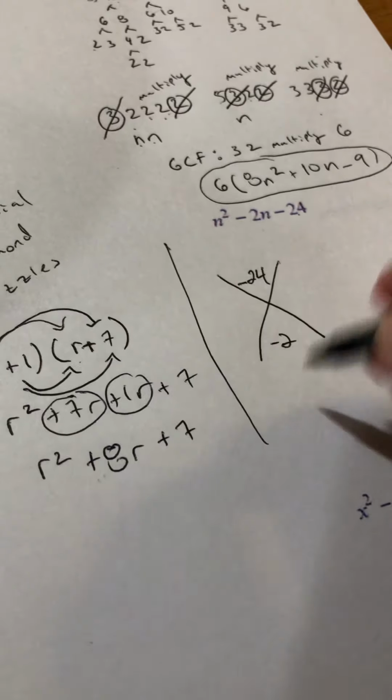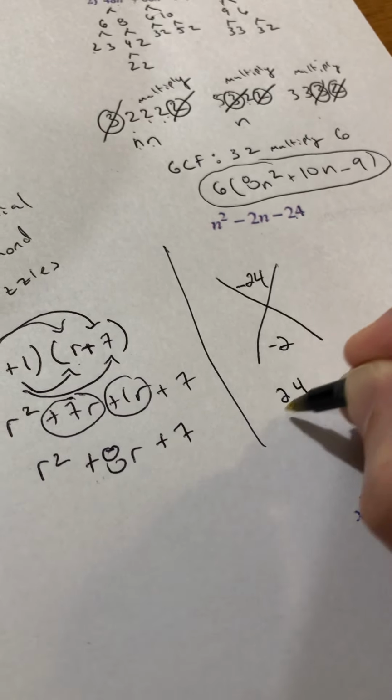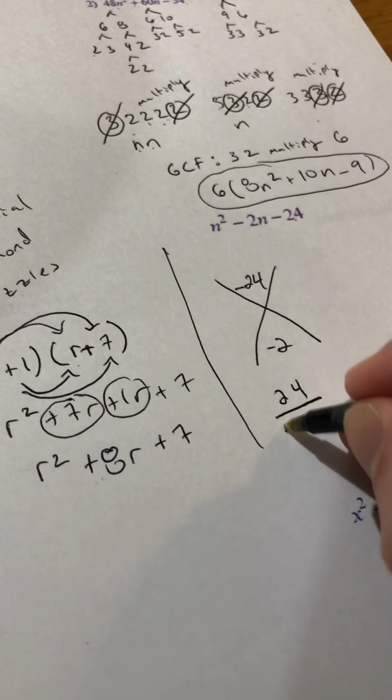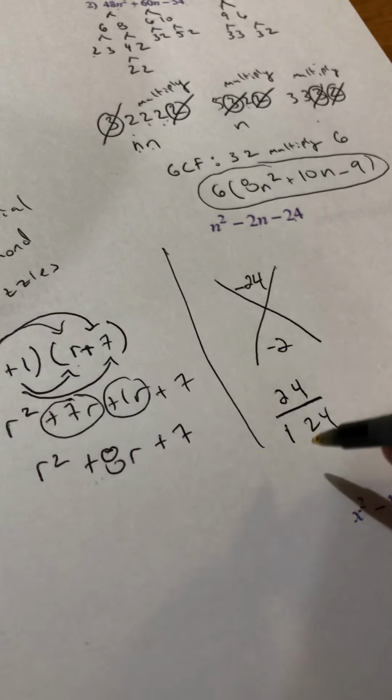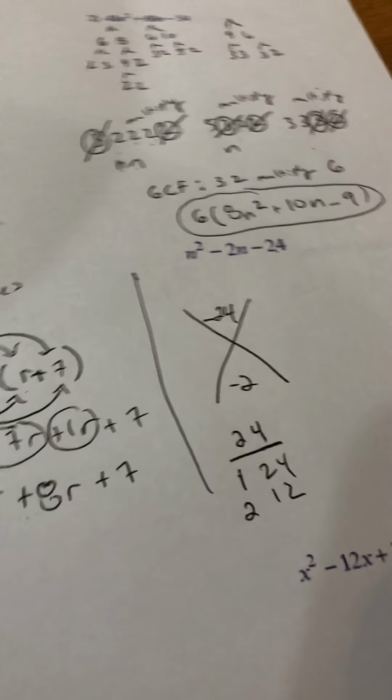Okay, remember we always focus on the multiplication first. So I'm going to focus on what multiplies to give me 24. Well, we know we've got 1 and 24, 2 and 12. And I think what I'm going to do is, it helped you a lot.